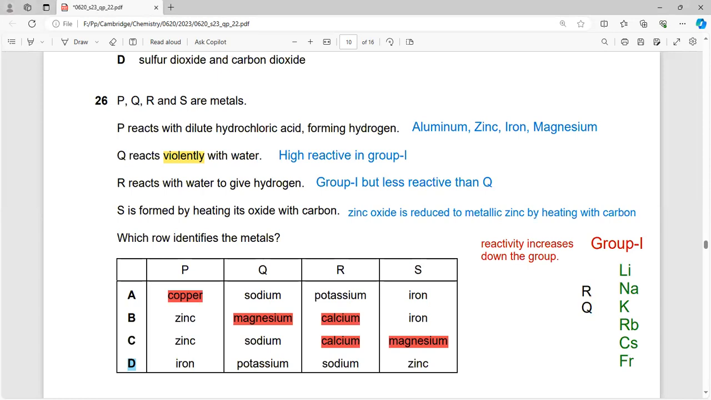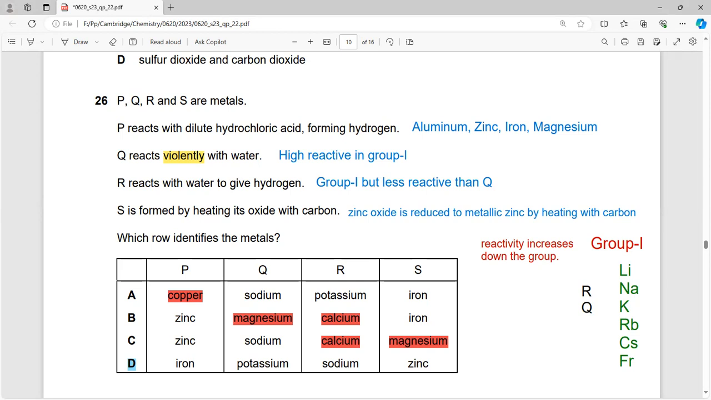Question number 26. So P, Q, R, S are metals. So P reacts with dilute hydrochloric acid and forms hydrogen. So these are certain metals, for example, aluminum, zinc, iron, and magnesium. They can react with dilute hydrochloric acid and release hydrogen gas. Now Q reacts violently with water. So it's highly reactive. So it means it's present in group 1 in the periodic table. So violently means most probably it is going to be the potassium metal.